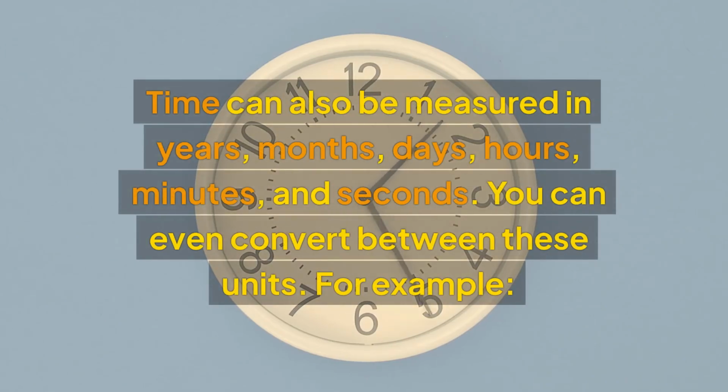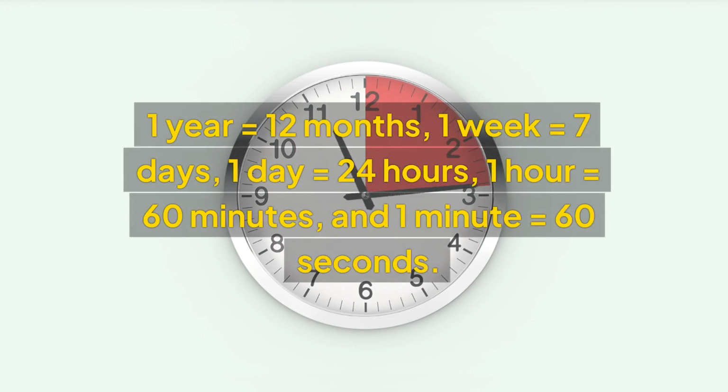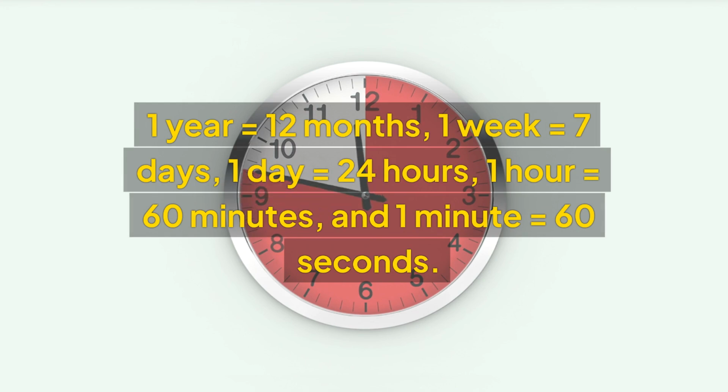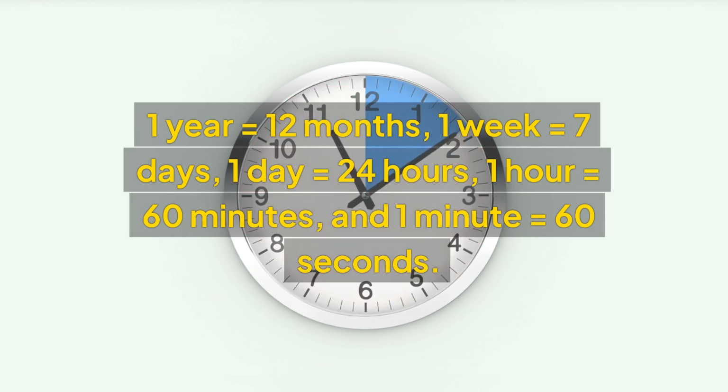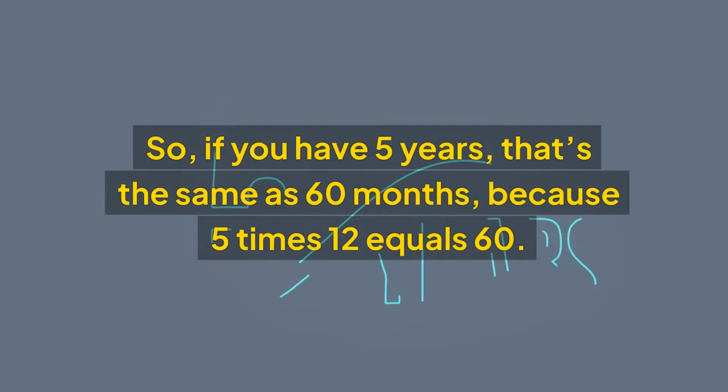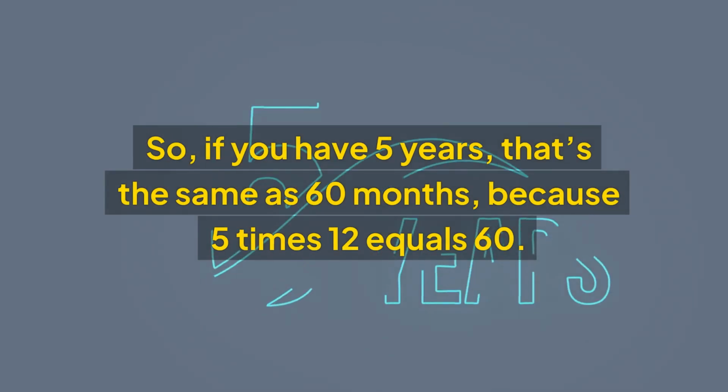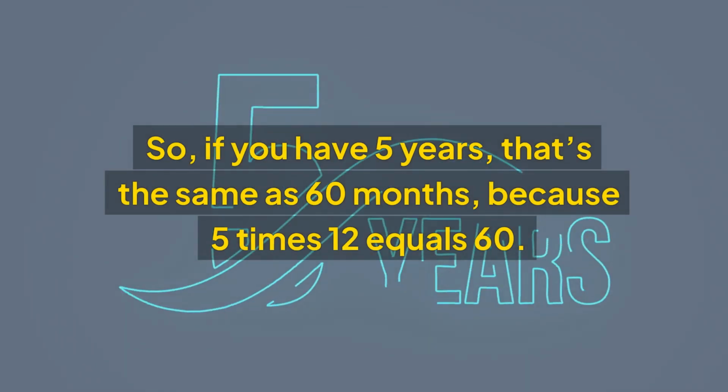Time can also be measured in years, months, days, hours, minutes, and seconds. You can even convert between these units. For example, 1 year equals 12 months, 1 week equals 7 days, 1 day equals 24 hours, 1 hour equals 60 minutes, and 1 minute equals 60 seconds. So, if you have 5 years, that's the same as 60 months, because 5 times 12 equals 60.